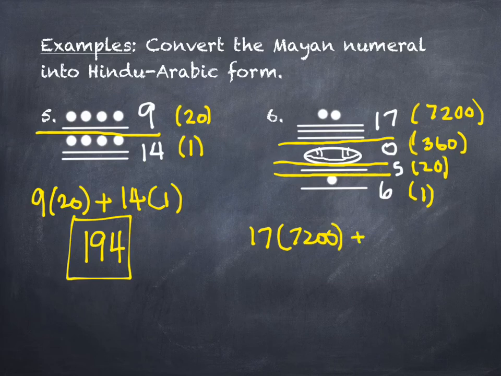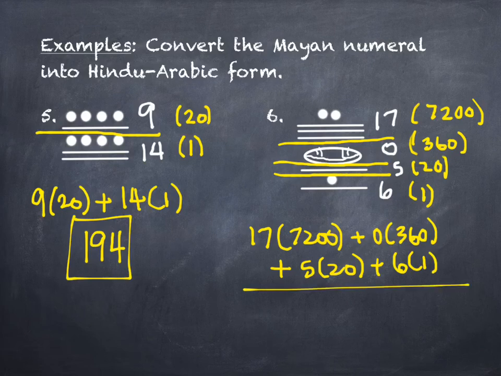Okay, I'm going to write them all out first, but then we'll multiply. And the next one was, it's technically 0 times 360. I'll write it in, recognizing, of course, that that's nothing. And then 5 times 20, and 6 times 1. Does that all look good? Okay. All together, what is this? Are we good?